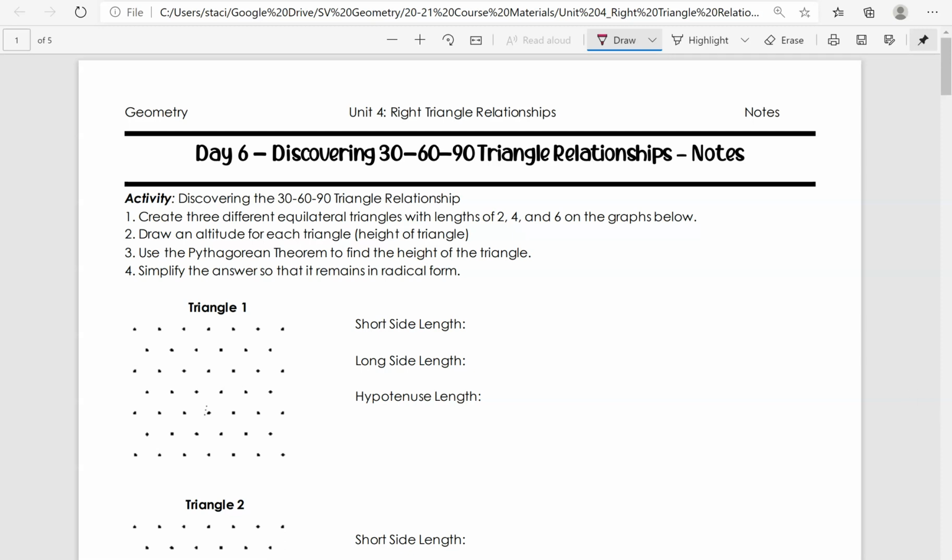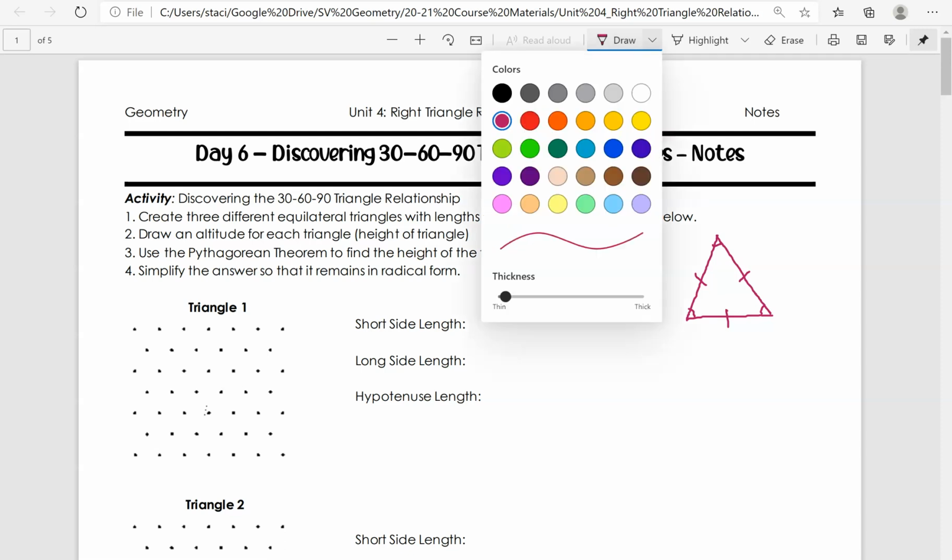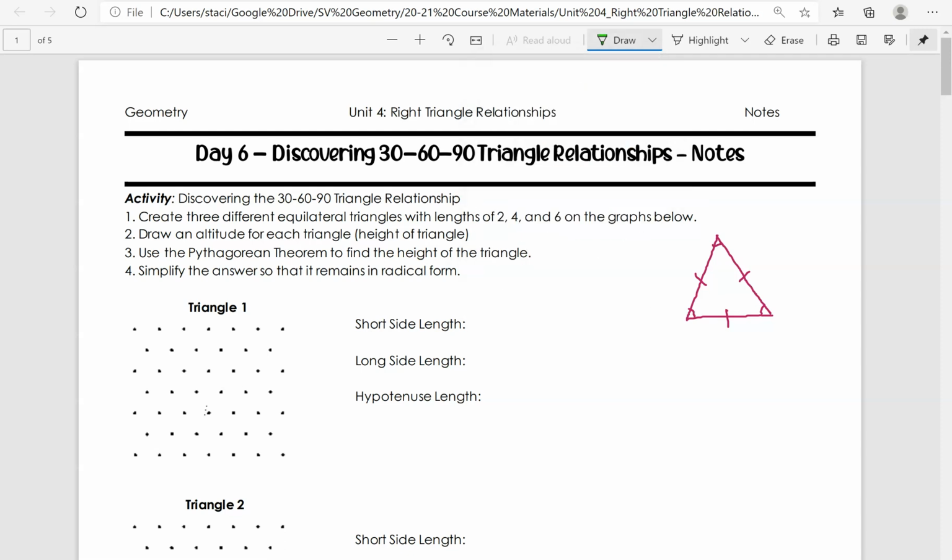So if you think about an equilateral triangle, it is a triangle where all of the sides are the same length. So all the sides are congruent, and I'm going to mark them with the same tick marks. And if all of the sides are congruent, then I know that all of the angles must be congruent as well. There are 180 degrees in a triangle, so that tells me that every single angle has to be 60 degrees.